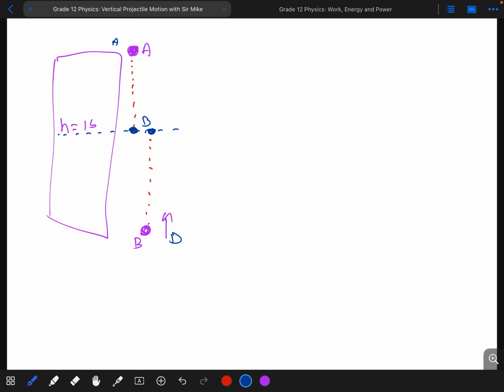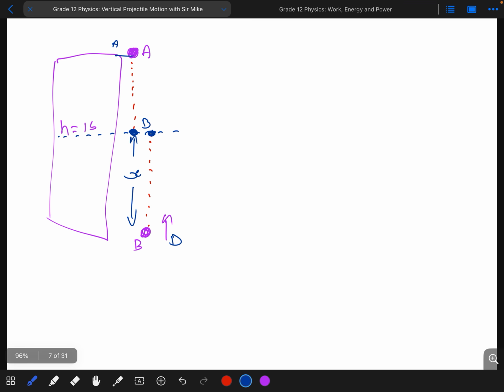So what I'm simply going to do is label this as X. That means the height remaining on top would be 15 minus X. If I let that position be X, then the remaining part will simply be the height of the building, H, minus X.